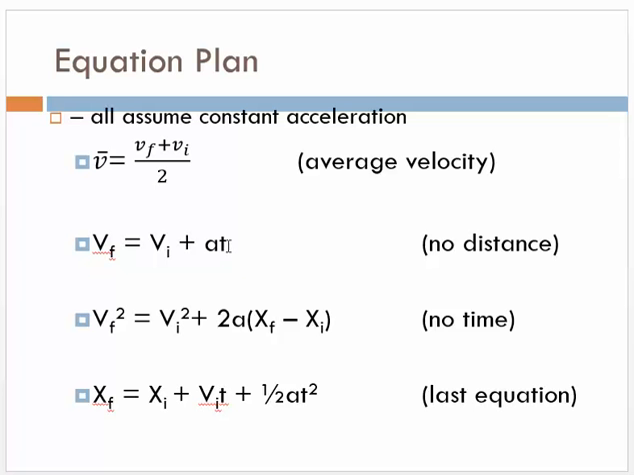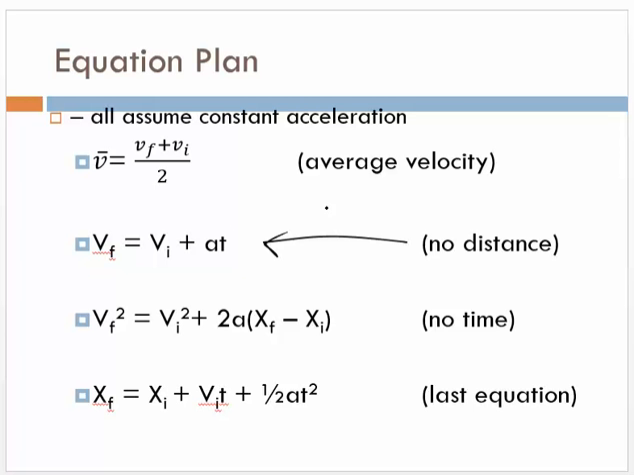Our first one, all right. Vf equals Vi plus At. Well, Vf is the final velocity, Vi is the initial velocity, A is acceleration, and t is time. Notice that in this equation, they don't use distance. Distance is not in the equation. So if I wanted to find a velocity or an acceleration or a time, and they didn't give me distance, this would be an equation I might take a look at.